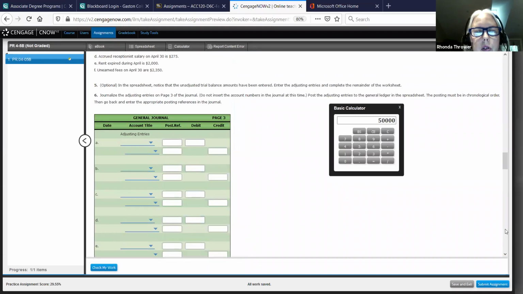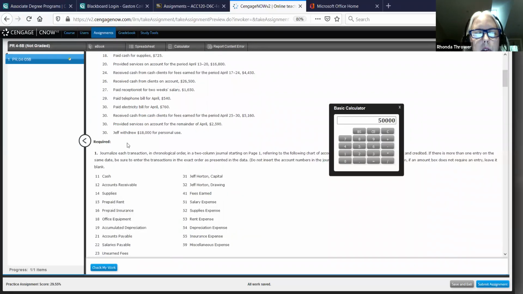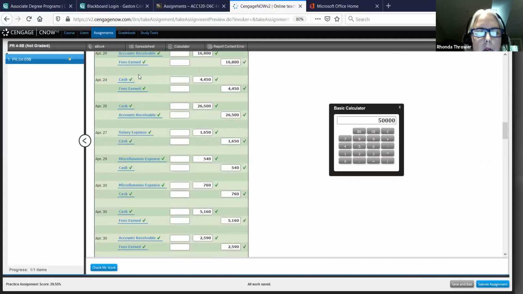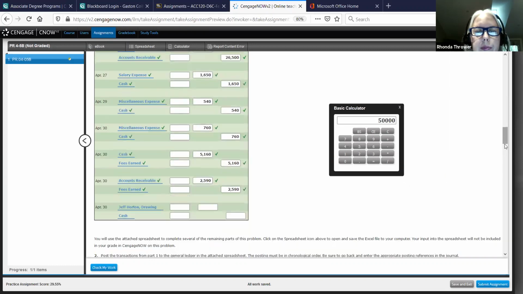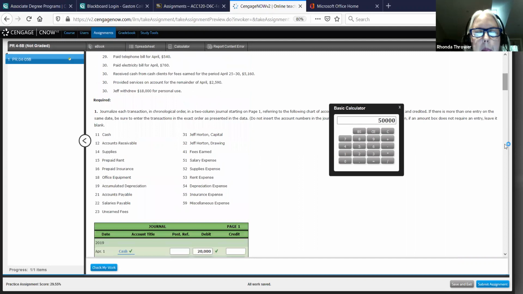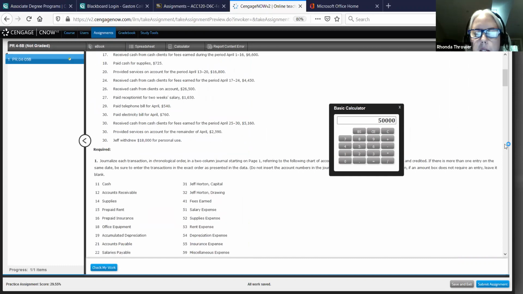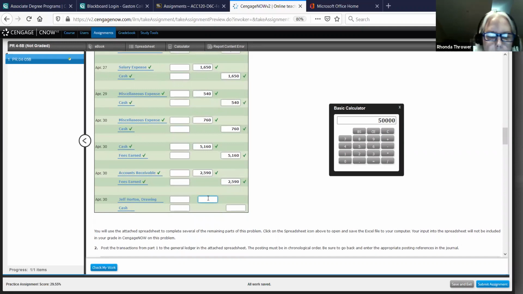And one more journal entry in this first part. It says Jeff, who is our owner, withdrew $18,000 for personal use. We're going to debit the withdrawals or the drawing account, and we're going to credit our cash for the amount he withdrew, which was $18,000. I had to double check that. That's a lot for him to take out. Must have a lot of personal expenses to pay for.